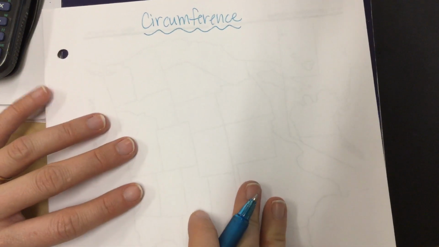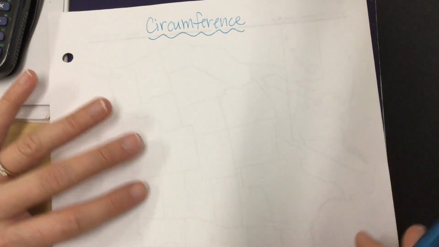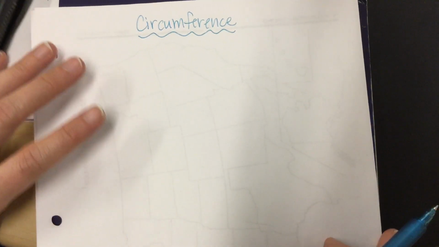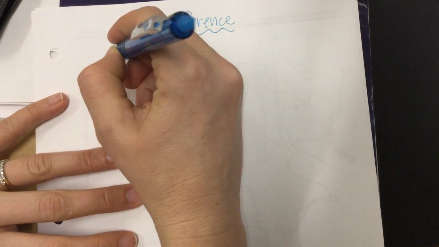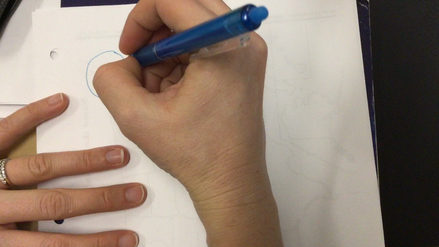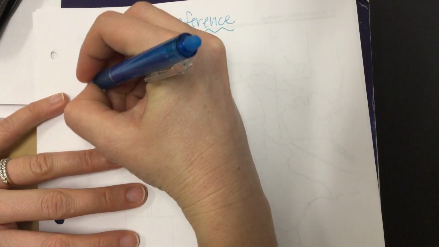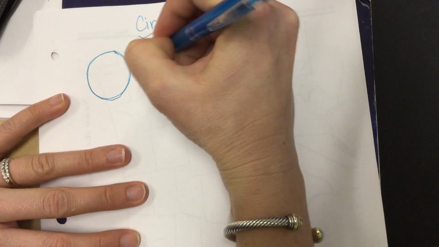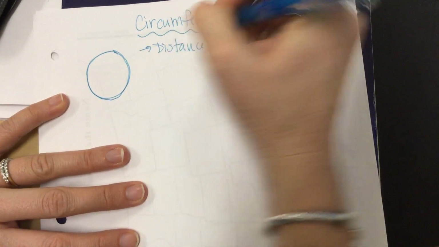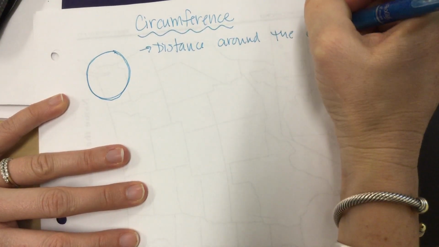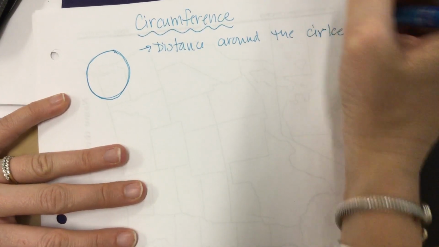This video is all about the circumference of a circle. So just to give you some background on circumference, the circumference is the distance around the circle. So all of this blue that I just drew is the circumference. Distance around the circle.